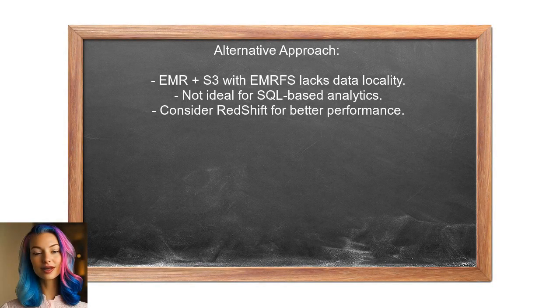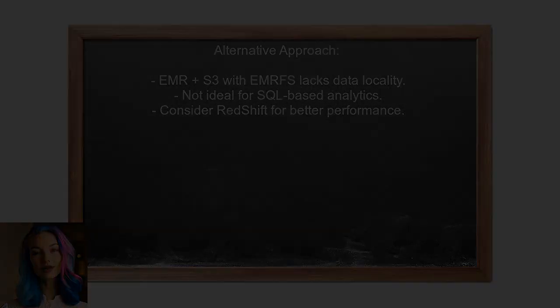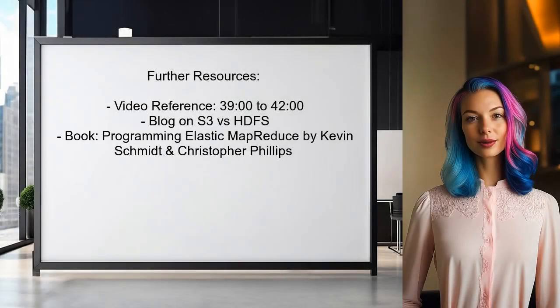One user points out that using EMR with S3 and EMRFS does not maintain data locality, which can be a drawback for analytics processing, especially with SQL tools. They suggest that Redshift might be a better option for scenarios where compute and data are co-located. For more insights, they recommend checking a specific time frame in a linked video and also refer to a blog discussing the performance of S3 versus HDFS. Additionally, they suggest consulting a book on programming Elastic MapReduce for a deeper understanding.